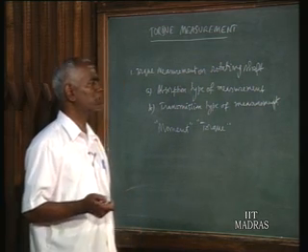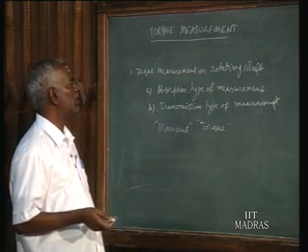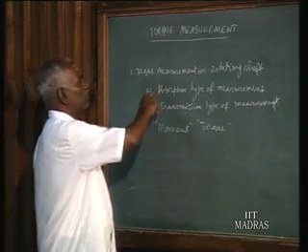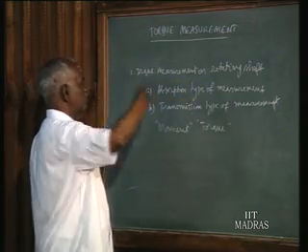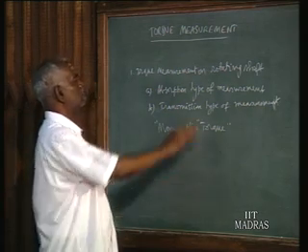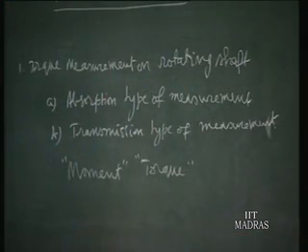So now we will see the measurement of torque under two different situations, that is when the shaft is rotating, and second when the shaft is not rotating. And for the rotating shaft we have principally two methods. The first method is called the absorption type of measurement.